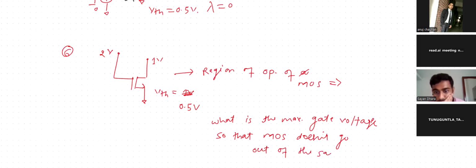This is the 2 volt I applied as of now. Now I want the condition for the maximum gate voltage so that my MOS doesn't go out of the saturation. So for that, the MOS will be in the saturation region, right? Yes. So VGS minus VT has to be greater than VDS.